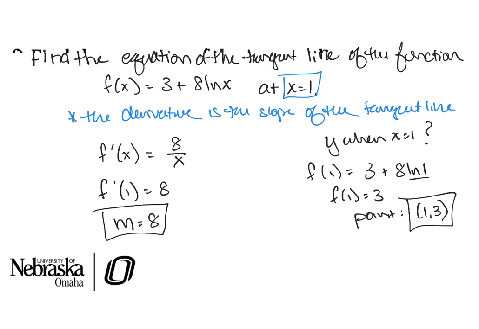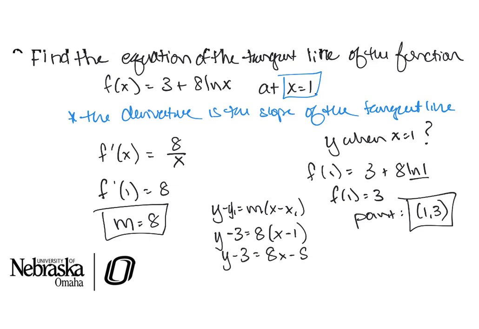So if we use our point slope equation, y minus y1 equals m times x minus x1, we plug in our y1 is 3, our slope is 8, our x1 is 1. And then we can just simplify this, and we get y equals 8x minus 5.